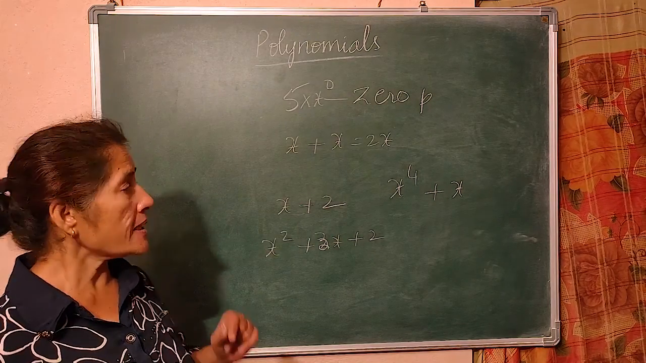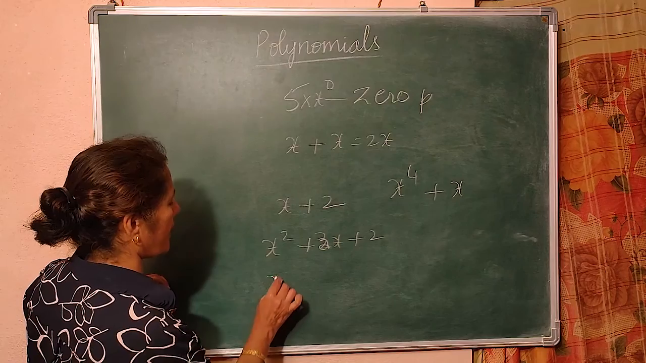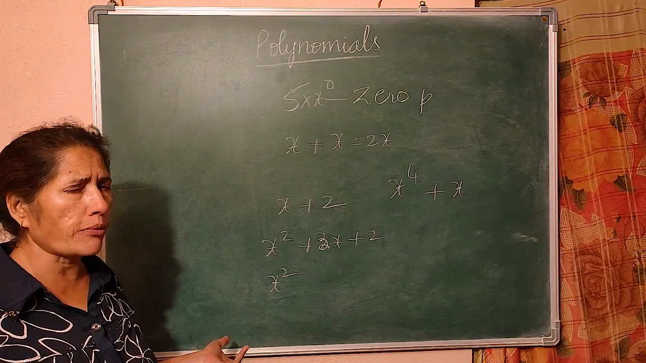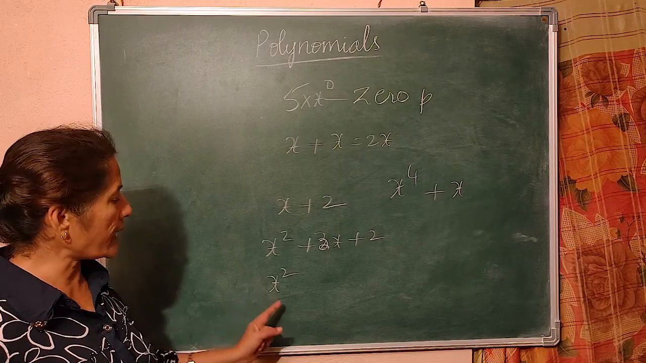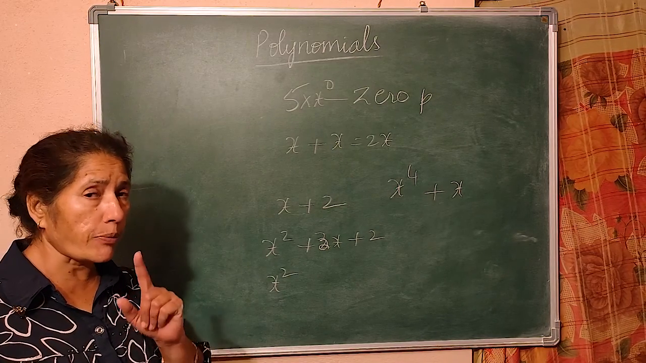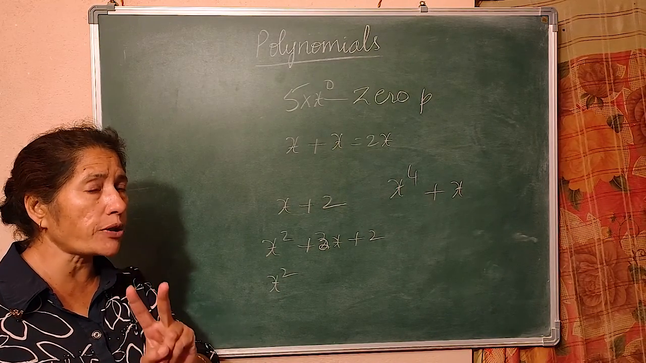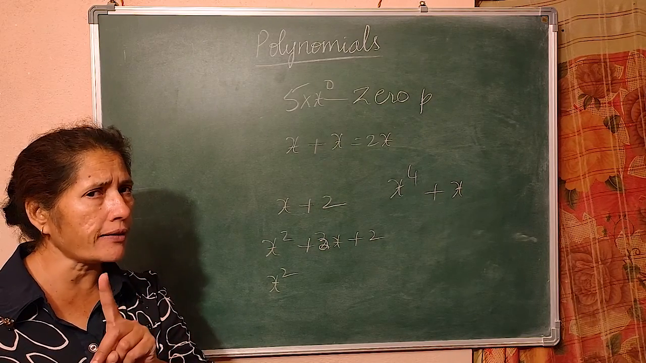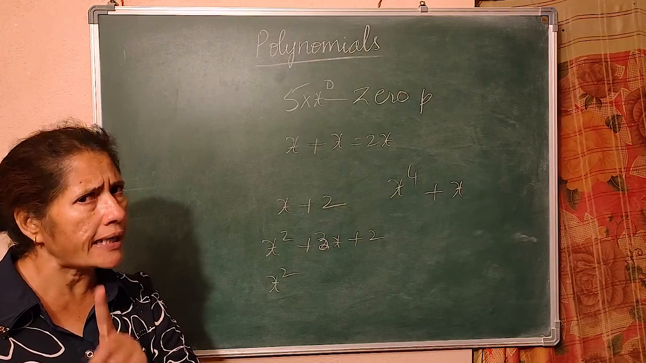You understand? Suppose I say x square, no other number. What type of polynomial? Is it a polynomial? Yes. The highest power is 2. Whenever a polynomial has the highest power 2, it is called quadratic. If the highest power is 1, so linear.